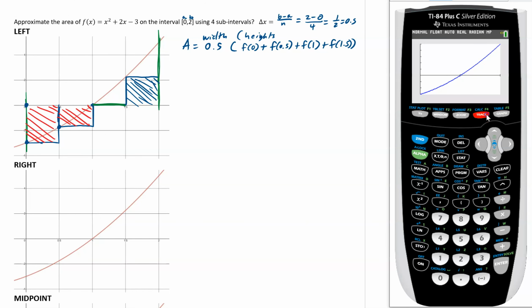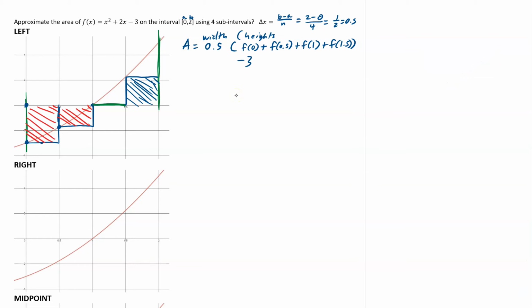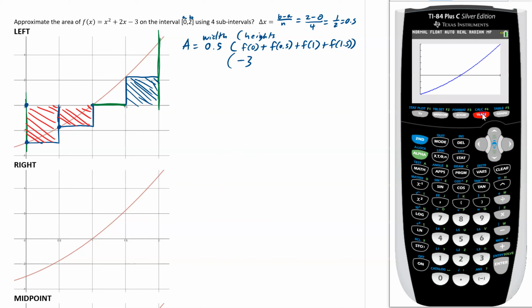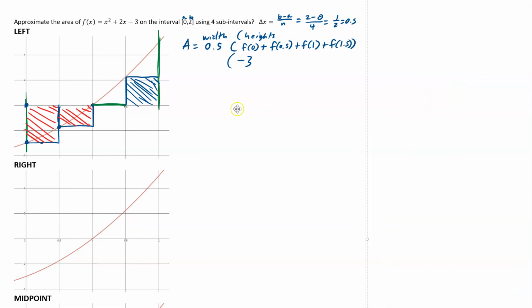So if we hit trace and 0 and hit enter, we say it's -3. So our first point, our first height is -3 plus, that's going to be a minus as well, so we might as well just leave it as empty. And then trace, and our next point is 0.5. Hit enter, and it says -1.75.